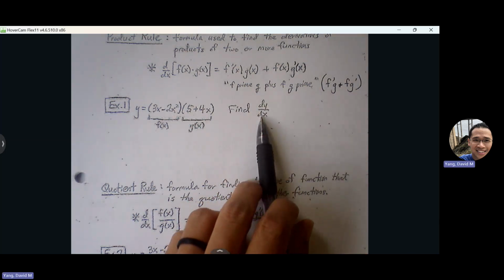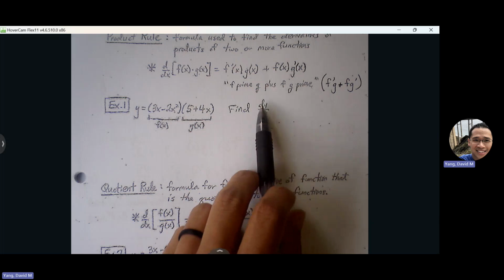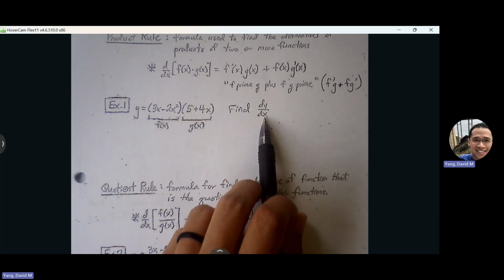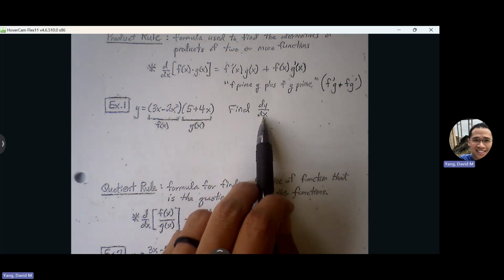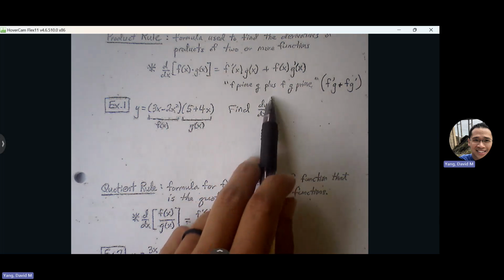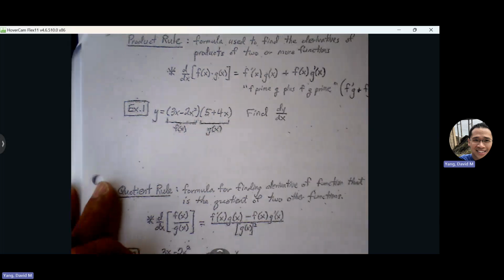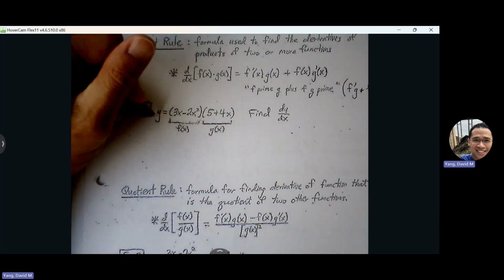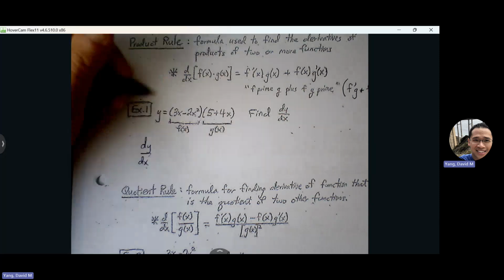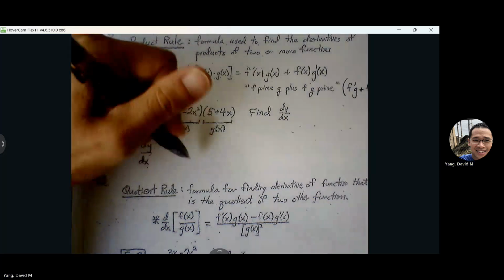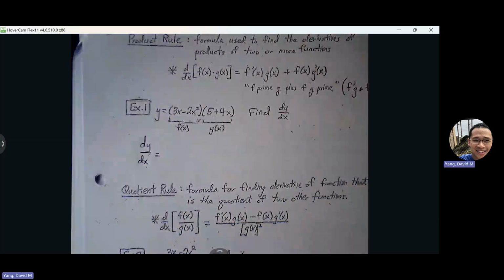dy dx is another notation for derivative. This is basically the same thing as y prime or f prime of x. dy dx means find the derivative of my dependent variable y with respect to my independent variable x. So this is another notation for the derivative. If I want to find dy dx, y becomes dy dx or y prime. They're all talking about the same thing.